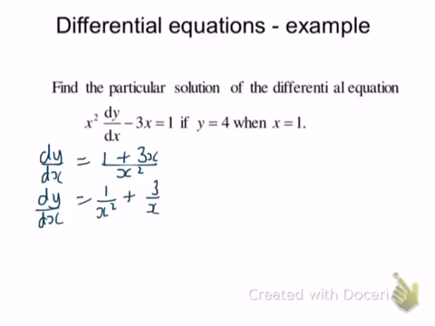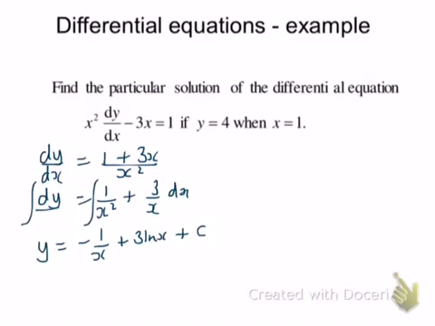And if I can then write this as dy equals 1 over x squared plus 3 over x dx, and integrate both sides, which will give me y equals minus 1 over x plus 3 ln x plus our constant c.